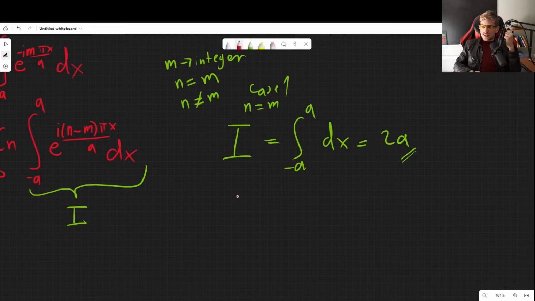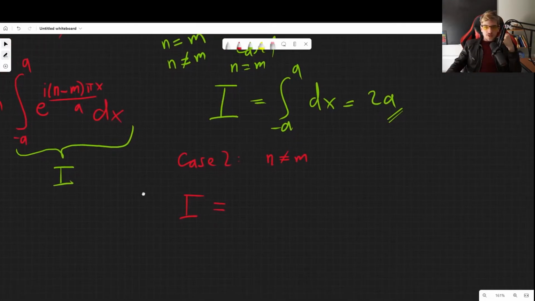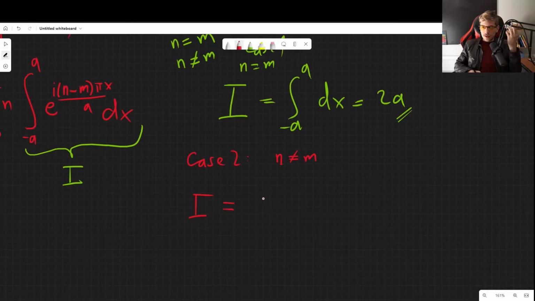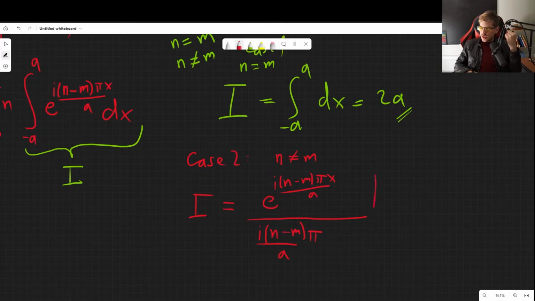Now, case 2, when n is different from m. In this case, we actually have to solve this integral. But that isn't really a difficult one to solve. It is simply an exponential. So the exponential will be itself after we integrate, but we have to divide by these things, so i(n minus m) over a times π. And we have to evaluate this between minus a and a.